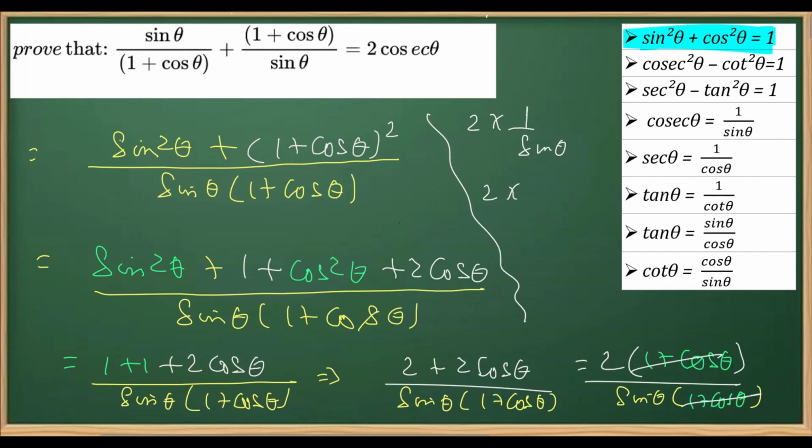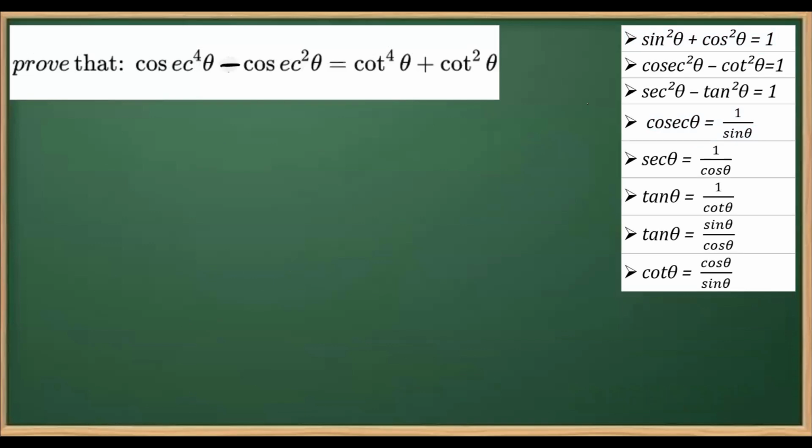And what is 1 over sine theta? 1 by sine is cosec. So we'll be writing here cosec. So the answer here is 2 cosec theta, which is our RHS. Now let's move to the next.